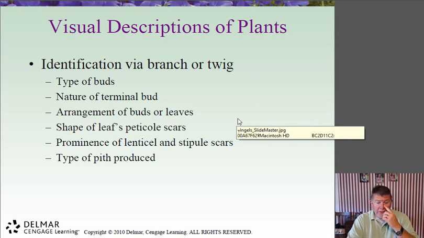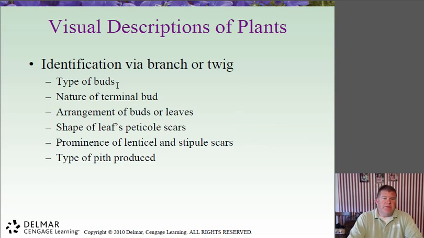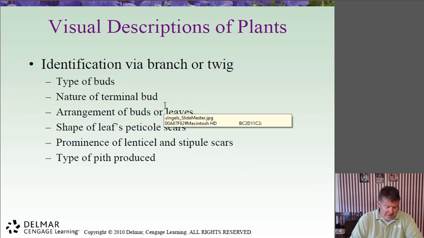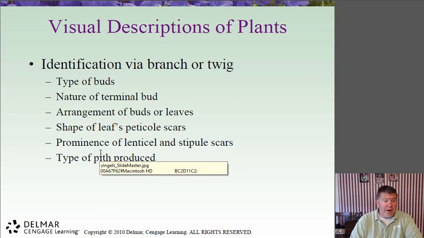Identification via branch or twig, the type of buds. You're going to be able to determine such things as Cercis canadensis or some of your maple trees. You're going to be able to determine what it is by just noticing the buds. Nature of the terminal bud, where it's located. Arrangement of the buds or leaves. The shape of a leaf's petiole scars. Prominence of a lenticel or stipular scars. And then the type of pith produced are all going to be visual descriptions of each plant that we are trying to identify.